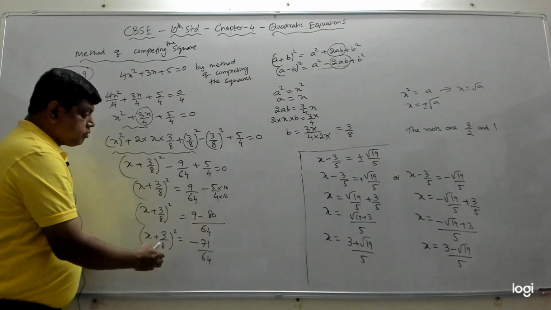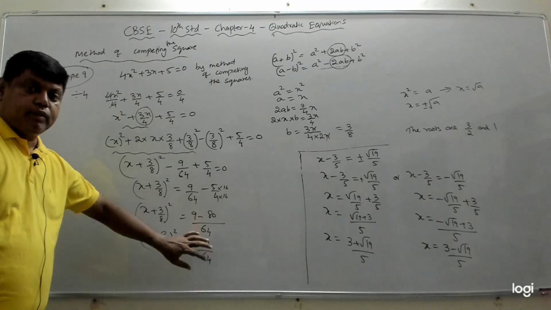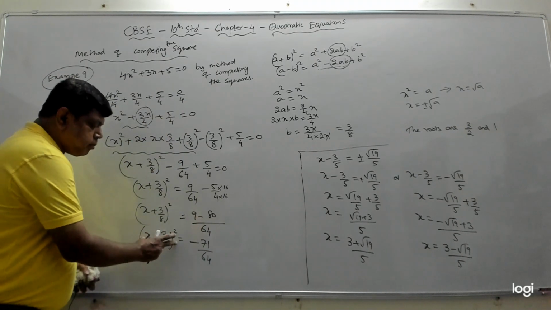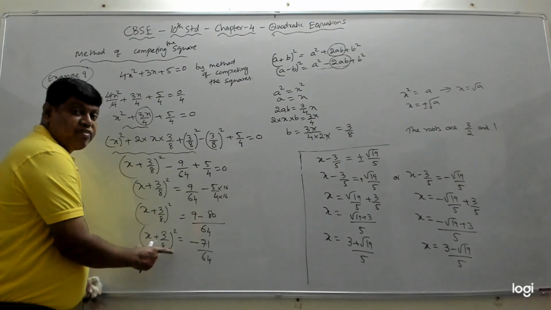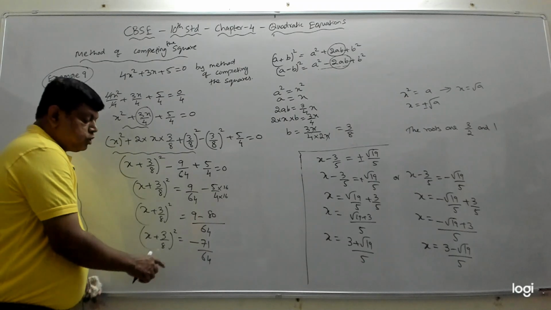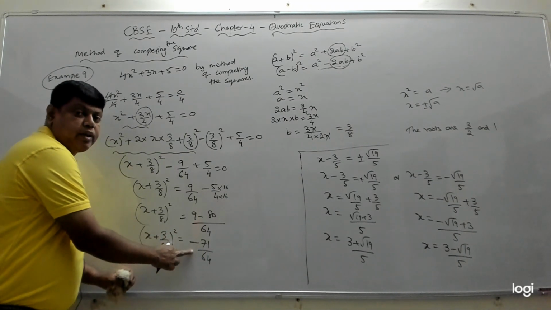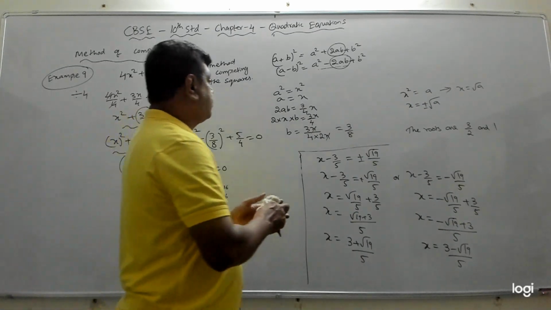In the earlier 2 problems we were getting only positive values. But the moment you see the square of something, it's a number. Ultimately it's a number. When I put some value for x, it's a number. So the square of a real number cannot be negative. So whenever you get a square on the left hand side and the right hand side is negative, you have to stop here and say that there is no solution.